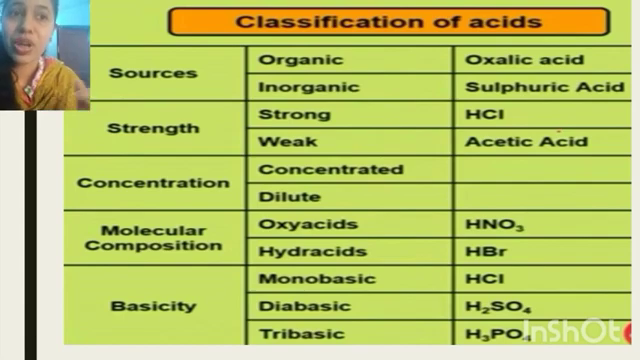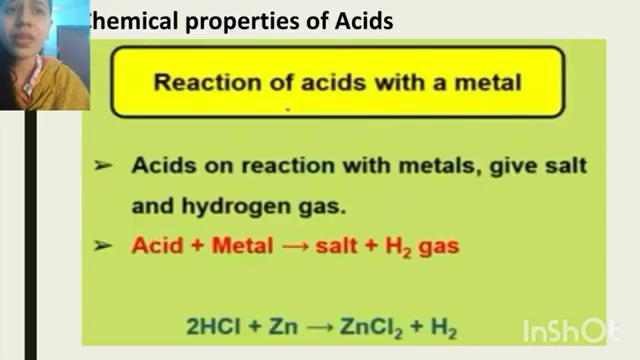Molecular composition: oxalic acid, hydrochloric acid. Basicity mainly depends on how many hydrogen ions are displaceable. If one, it is mono; two, di; three, tri. It mainly depends on the hydrogen atoms. Well, now the chemical properties of acid.